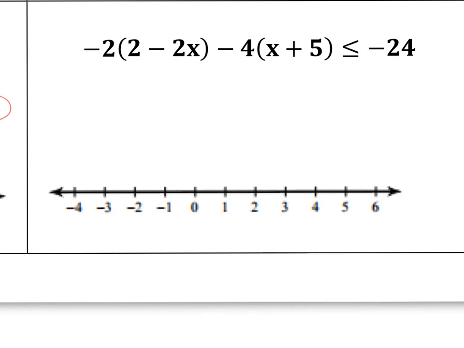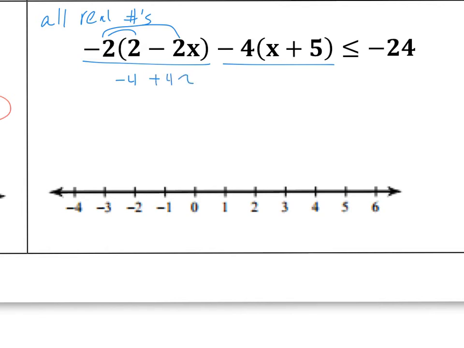Okay, now let's look at a case where the solution is all real numbers. Simplify. Negative 2 times 2 is negative 4. Negative 2 times negative 2x is positive 4x. Negative 4 times x is negative 4x. Negative 4 times positive 5 is negative 20, less than or equal to negative 24.